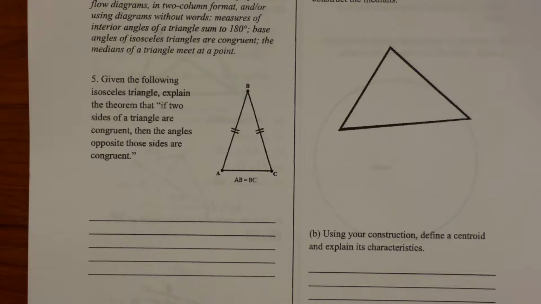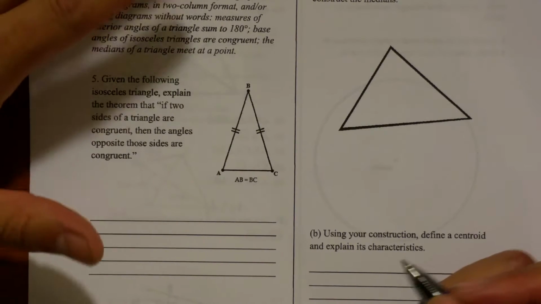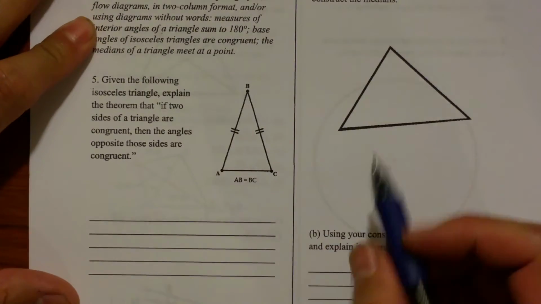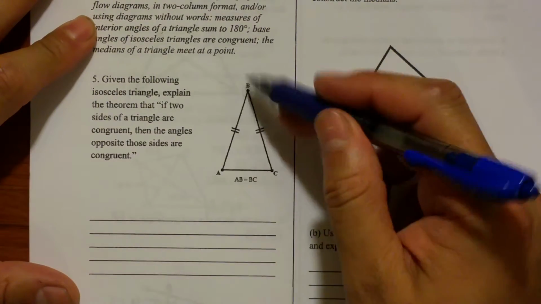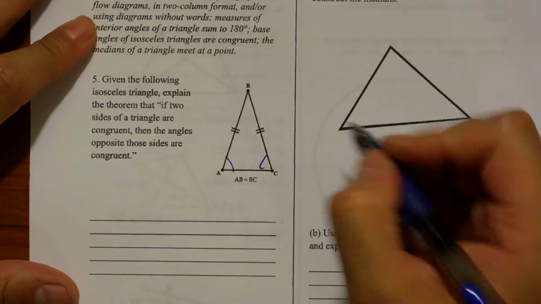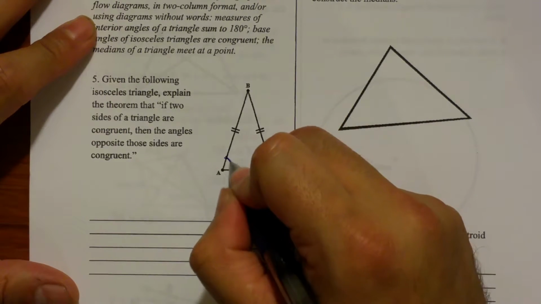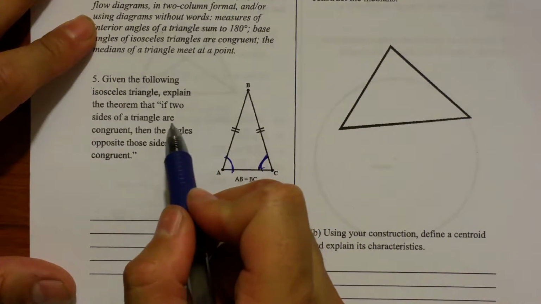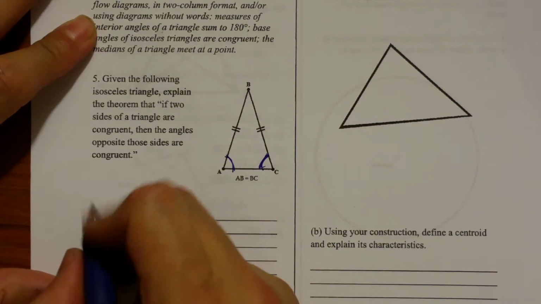Now, this next problem says, given an isosceles triangle, explain the theorem that if two sides of a triangle are congruent, then the angles opposite those sides will be congruent. There are so many things that go along with that. That's actually the definition of isosceles triangles: base angles are always congruent. Again, legs: if I'm wearing pants on my legs, my shoes are the same. So base angles are always congruent.